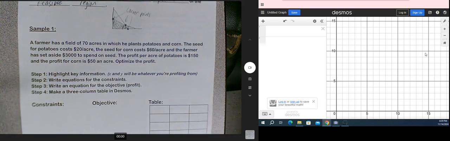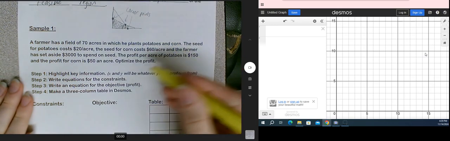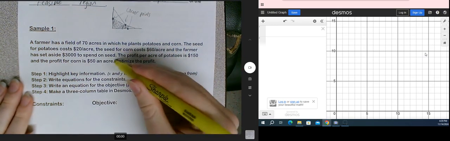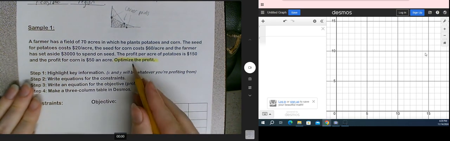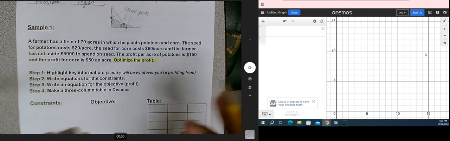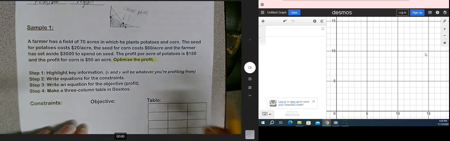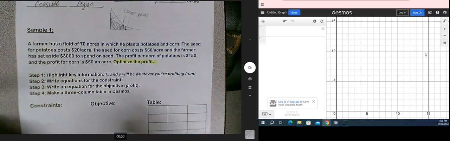So, we are now going to apply this to a problem. So, when I do a word problem, the first thing that I do is I look at the end and I see what am I trying to do? Optimize the profit. Now, I underline key information pertaining to the goal of the problem. So, optimize the profit, I highlighted that because I want it to stick out. This is the most important part of the problem. This is the goal. So in order to optimize the profit, I'm going to need a bunch of information.